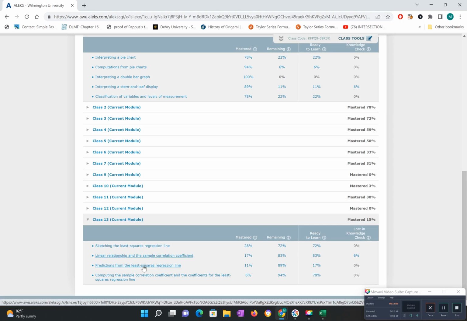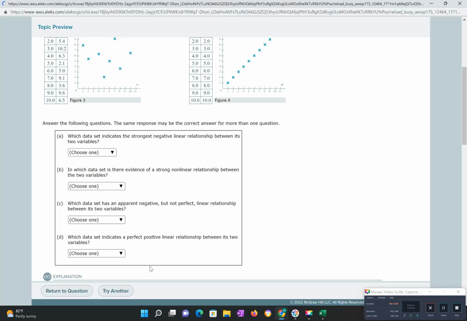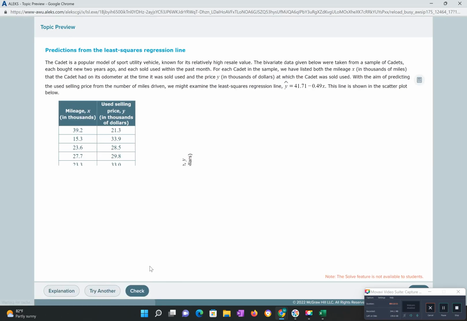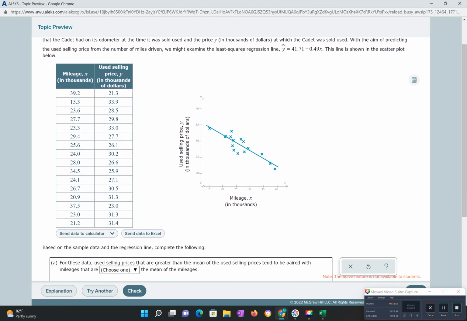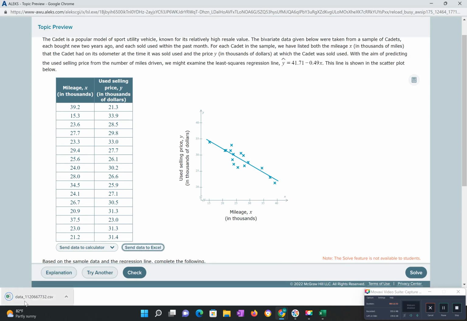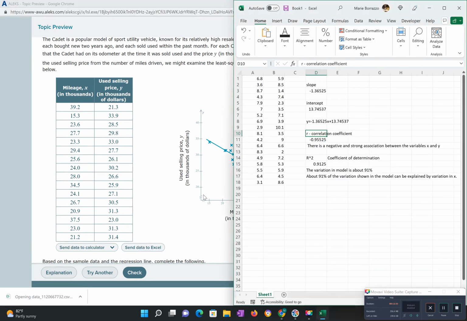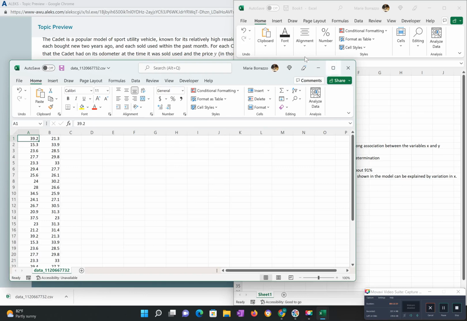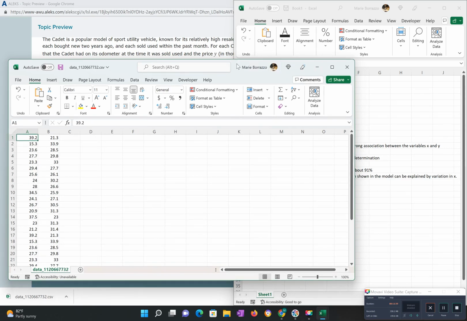All right. Let's look at predictions from least squares regression line. So this one definitely will require you to pay attention to, first of all, the linear regression equation given to you here. You can see the intercept 4171. It has a negative association, so negative slope as well. So your R should be negative. You can send the data to Excel, which is very helpful. So I'm going to switch this out to our new little Excel sheet here.